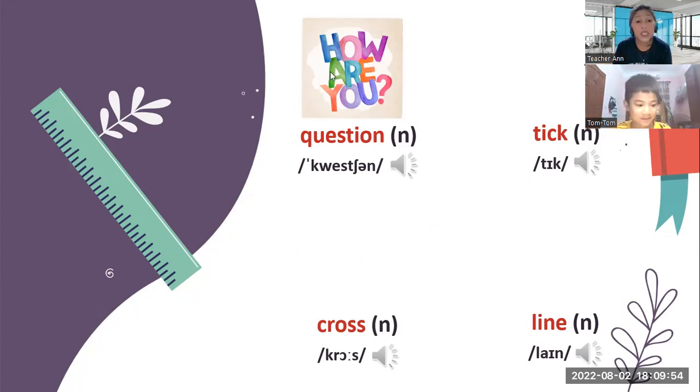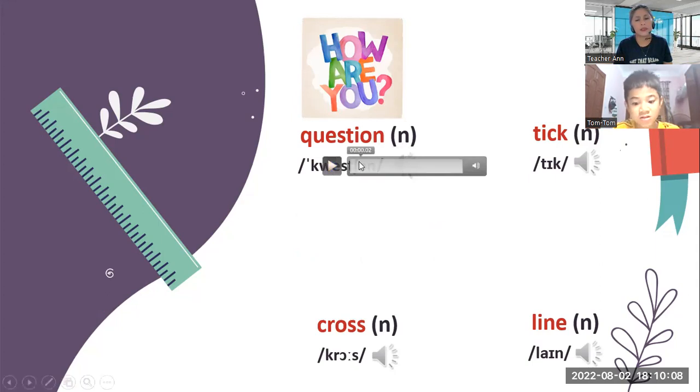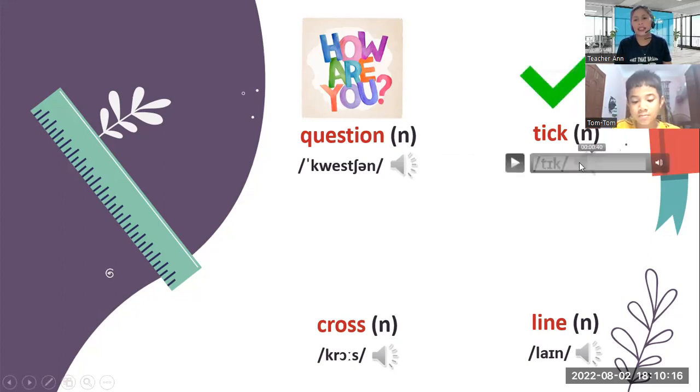Okay, now, those are questions. What is your name? How old are you? Where did you live? Okay, questions. Again, Tom Tom? Question. Tom Tom, what is this? Question. Very good. Question. Check. It is check. Tick. Check.